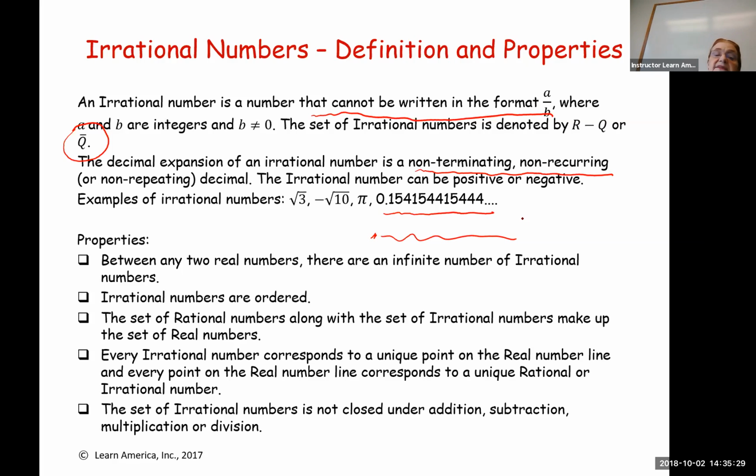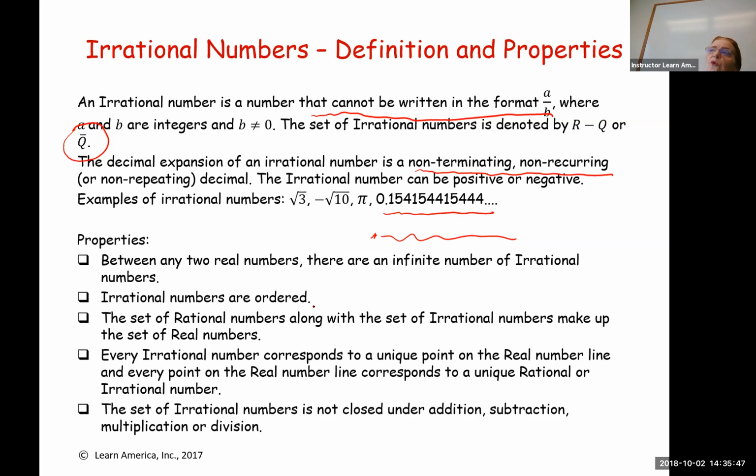Now, what properties do these numbers have? Well, again, we have density. Between any two real numbers, there are going to be an infinite number of irrational numbers. Irrational numbers can be placed in order on a number line. Now, you might say, well, all numbers can be placed in order on a number line, but that's actually not true.